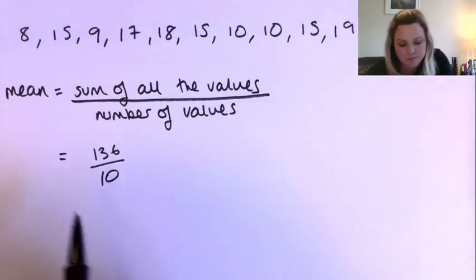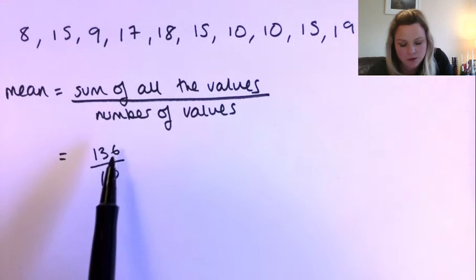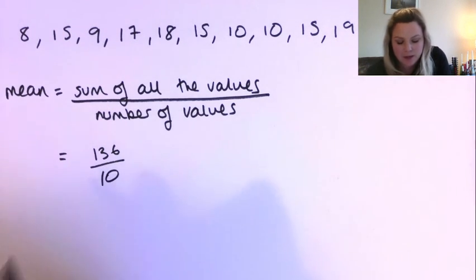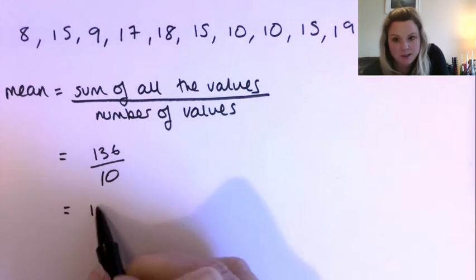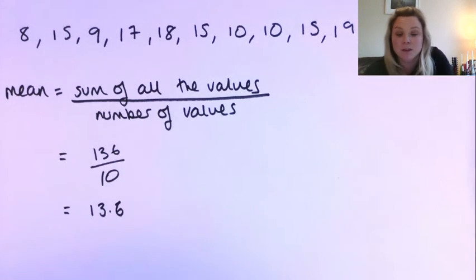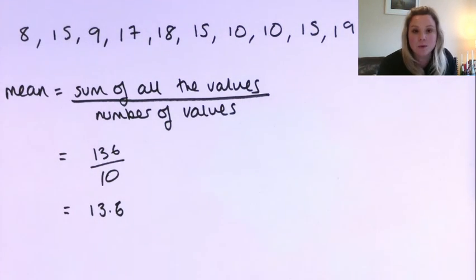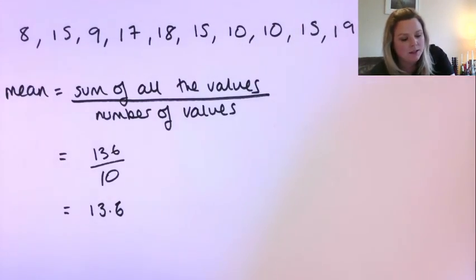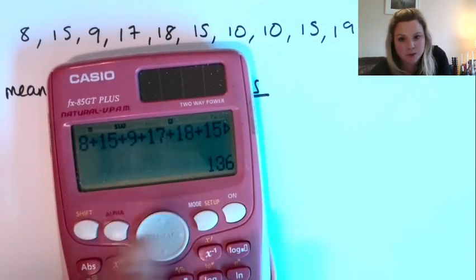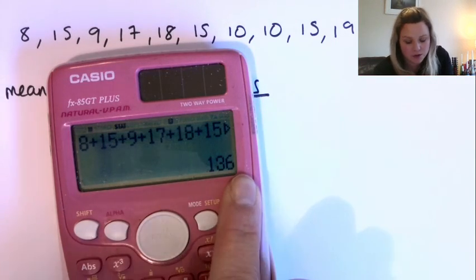So whenever I added these all up, I got 136, and then I have to divide by 10. So that means my mean value is going to be 13.6. Now always check with these that your answer is sensible. And another little tip here, whenever you're adding them all up, you can see here I've added them all up and I've got 136.